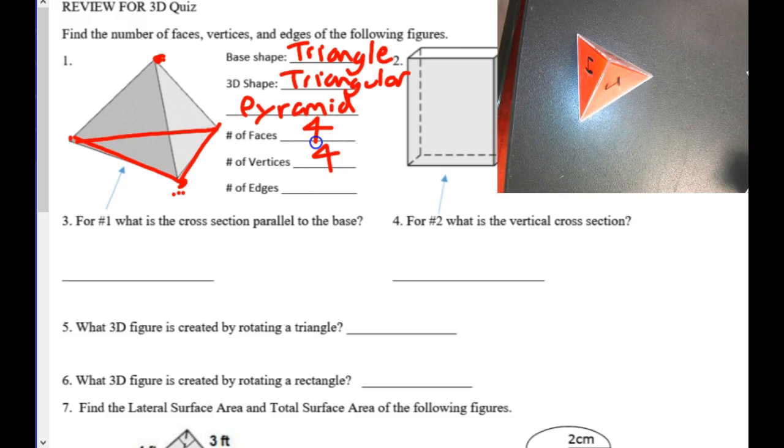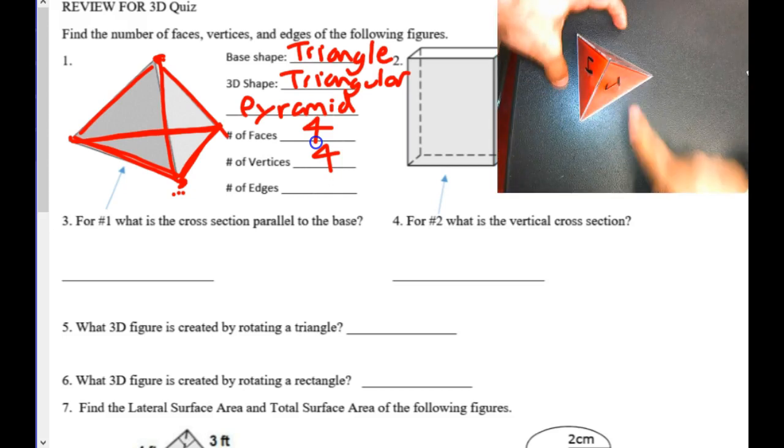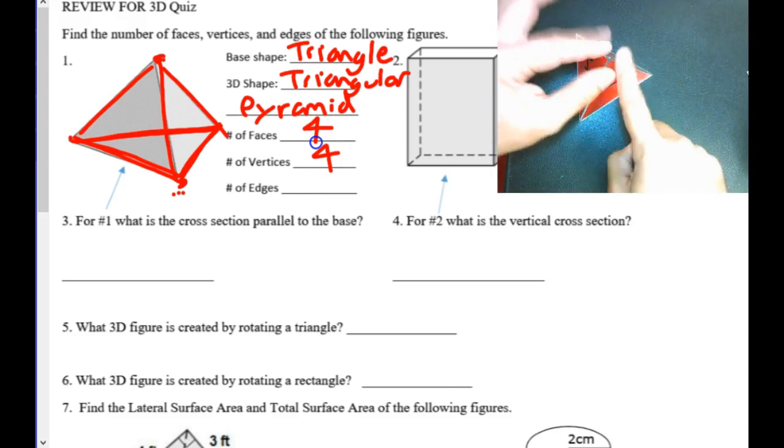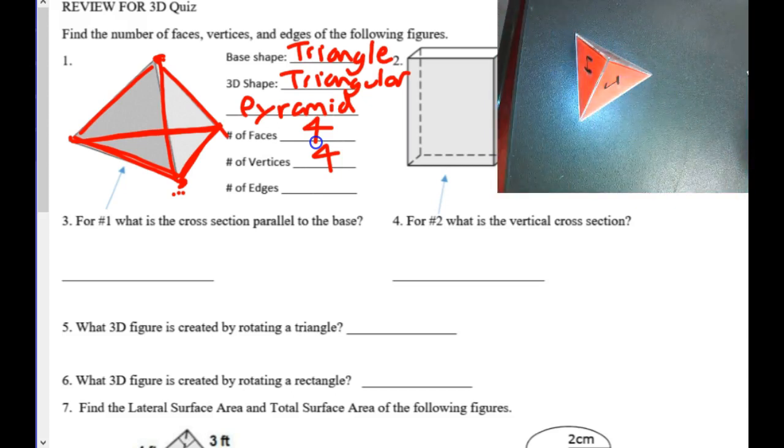And then last but not least is edges. Now edges are where the faces touch. They're straight segments. How many edges do you think we have? 6, right? Looking at the picture, you can see there's 1, 2, 3, 4, 5, 6. You can actually count them on the picture. There are 6, and if you're looking at it in real life, there's 3 on the bottom and 3 going down. So that's a total of 6.